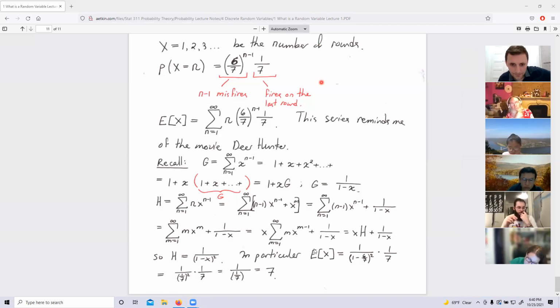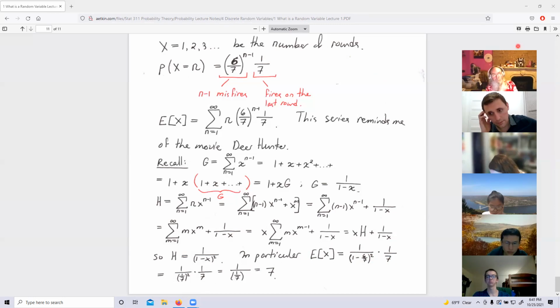So what does it help us now with? So what do we get? In our calculation, that means that the expected value is 1 over 7 multiplied by 1 over (1 minus 6 over 7) squared. And when I multiply and simplify, I get 7, just as we expected. Good?